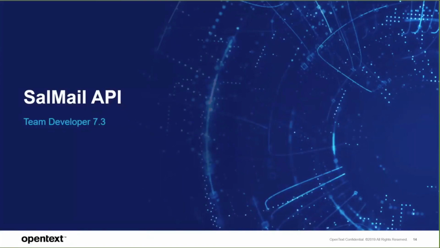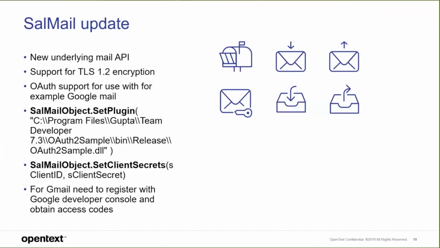Let's have a look at the SAL mail API in Team Developer 7.3. There's an update of the underlying mail API, which was required, for example, to support the new TLS 1.2 encryption, which nowadays is better to use for connections to email servers. We also added OAuth support, so you can, for example, use Gmail.